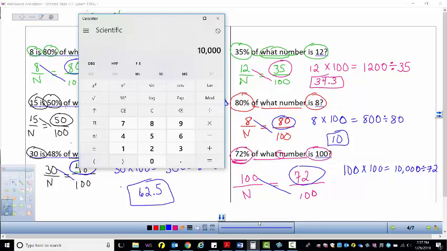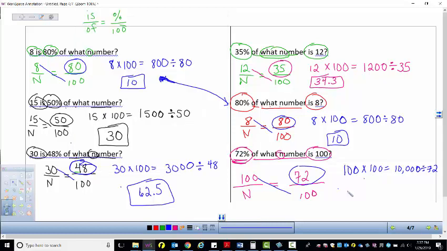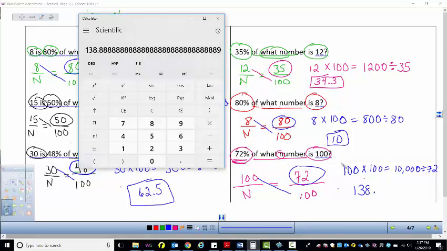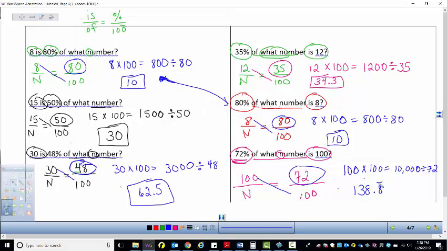10,000 divided by 72. Ooh, it's one of the 8 repeatings. So let's call it 138 point. So some of you remember that if you have all the 8s repeating, you can put 8 with the line. That means repeating. Or you could just put like 8, 8. But those of you who remember, we talked about when it repeats, it's a line.